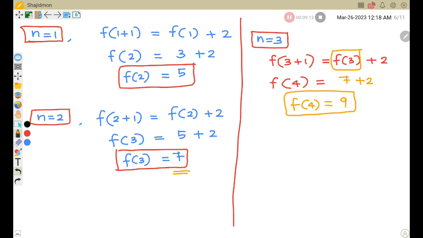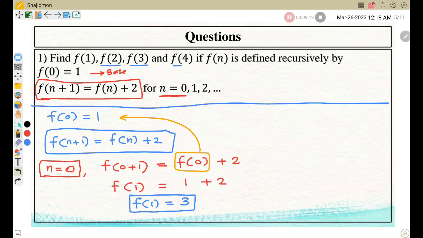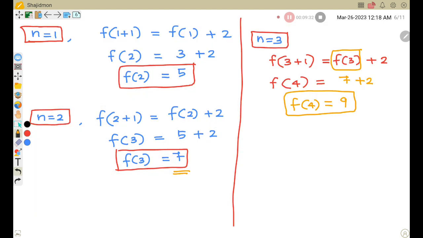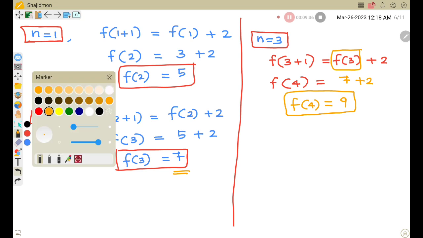So from that recursive step we are getting f of 1, f of 2, f of 3 and f of 4. We have already the base call here. Base call is f of 0 equal to 1. So first we are applying the base call to the recursive step, and we get the next terms f of 1, f of 2, f of 3 and f of 4. Hope you understood this question, correct? Now we will go to the next idea.